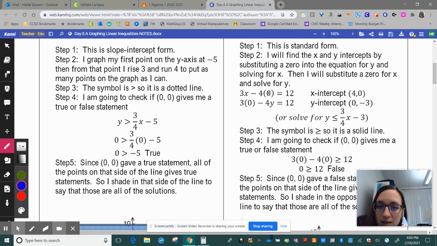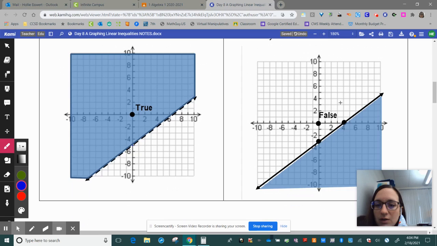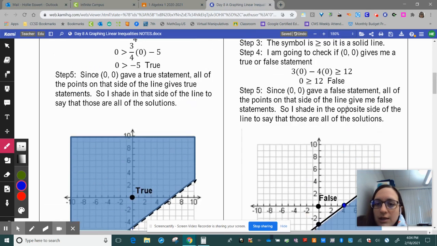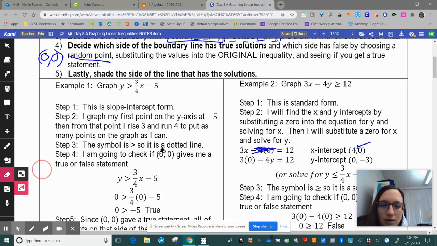So here they plugged in 0 for y to find the x-intercept. So they'd end up with, like, this would be gone. So we'd have 12 divided by 3 leaves us with 4 as our x-intercept. See how they got the 4 there? So we come over here, and on our x-intercept, there's our first dot. Okay, next one.